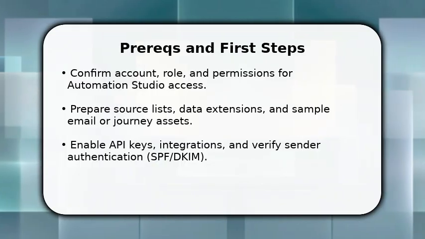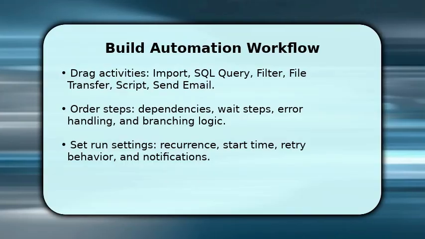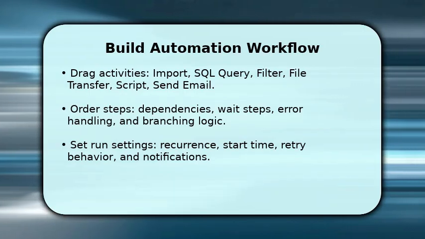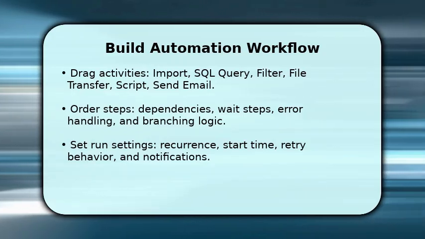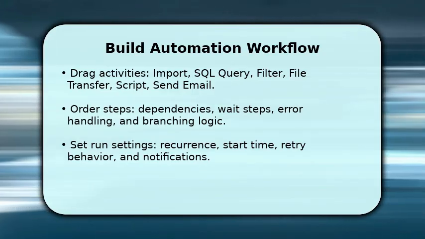You now assemble the workflow. Drag import and SQL query activities in the exact order the data needs transformation, because sequence determines output. Once done, configure each activity's properties, source paths, query target, and file encoding. Then add wait or decision splits if conditional processing is required. Make sure to map fields and preview outputs before saving. Also set retries and alert email addresses so you're notified on failure. This detailed middle work prevents bad data from propagating downstream.